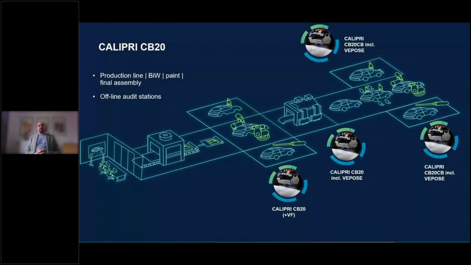So where is the CaliBreeze CB20 range used? It is used basically starting with body in white. So we do have the possibility to measure a car on a skid. Usually the car will be in a stop position, so the skid will be transported in our measurement cell, the skid will be lifted, then we do our measurements, and the car is transported out of the cell. It can also be implemented after paint or after coating, and of course in final assembly. When we're talking about final assembly, we can measure on the moving conveyor belt, and we can also measure at offline cells. I'm going to talk about that a bit later.